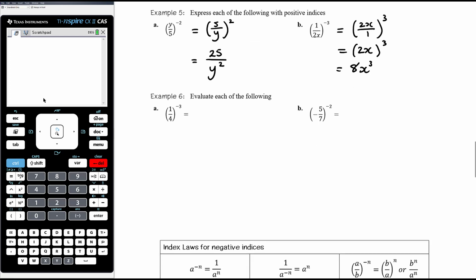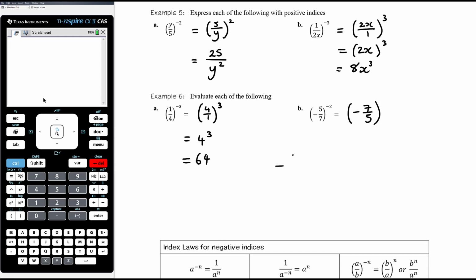Example 6, evaluate each of the following. A quarter to the power of negative 3 is the same as 4 over 1 to the power of positive 3, which is just 4 to the power of 3, which is 64. Negative 5/7 to the power of negative 2. Okay, so this negative means that the number's actually negative, whereas this negative in the power means that we need to take the reciprocal. The reciprocal of negative 5/7 is negative 7/5. Okay, it doesn't change the negative.